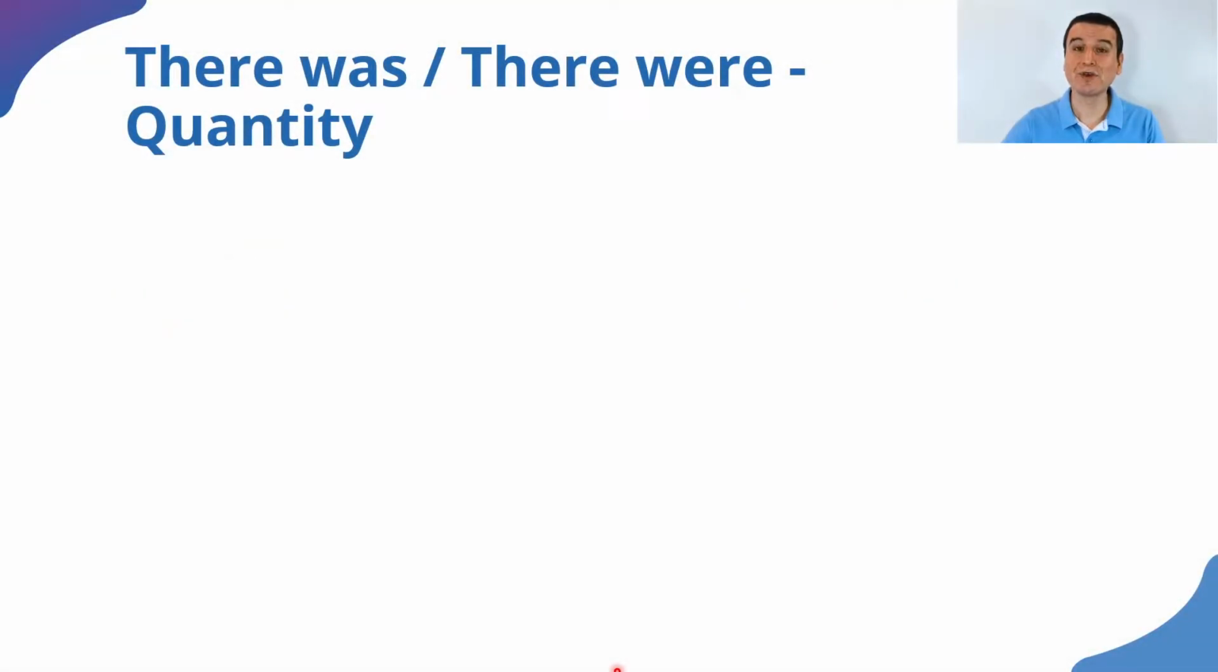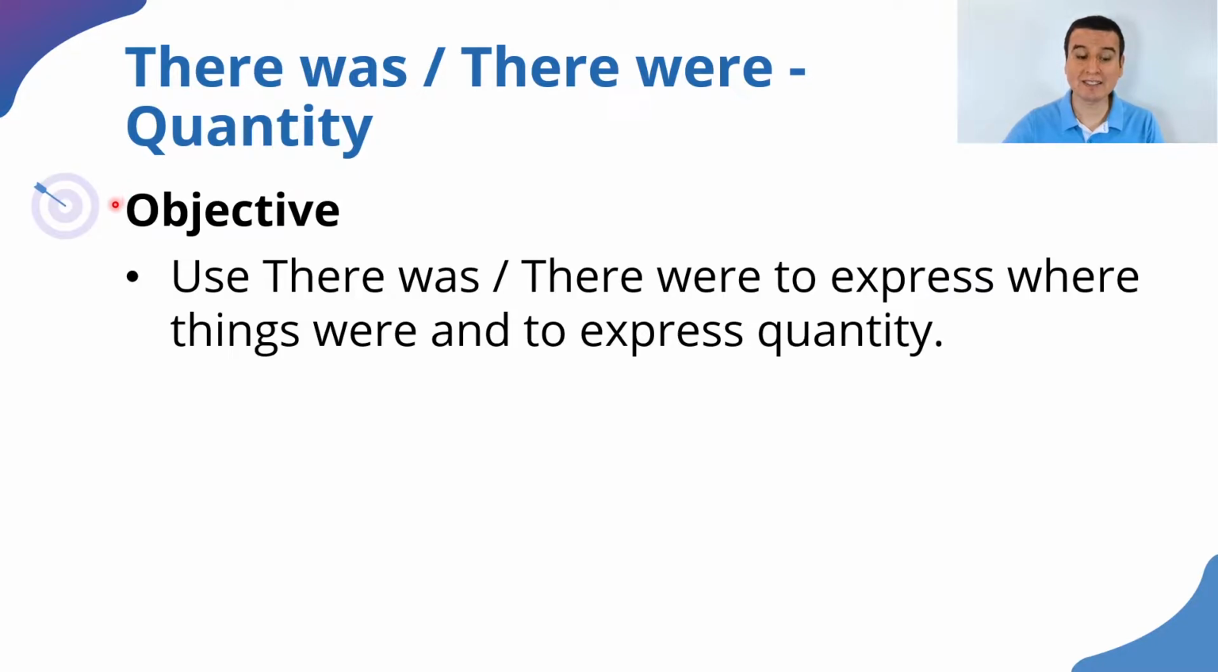Hi, in this video we are going to use there was and there were with expressions of quantity. The objective that we have for this lesson is to use there was and there were to express where things were and to express quantity. Remember, to express existence, that's what we do with there was and there were in the past, and to express where things were and express quantity. All right, that's what we're going to do.